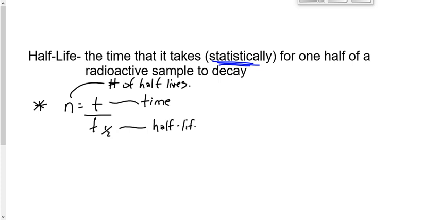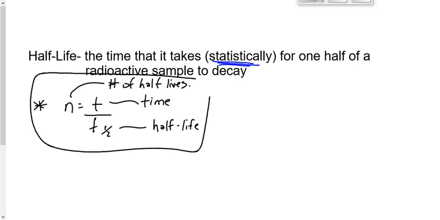And by the way, time and half-life can be measured in whatever units you want, as long as you're consistent. If it's days, that's great, as long as it's days for both. Hours, minutes, seconds, years, millennia. The half-life can range from a tiny fraction of a second to millions of years. Doesn't matter what units you use. Use whatever's convenient as long as you've got T and T1/2 in the same units.